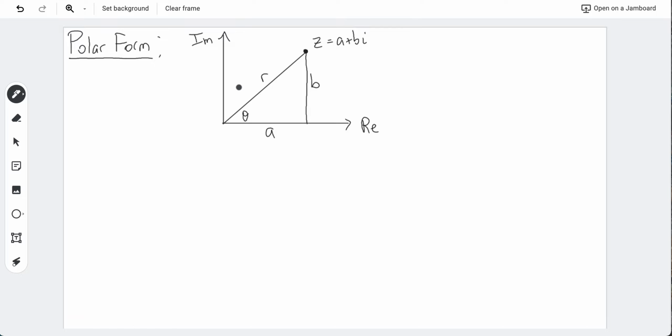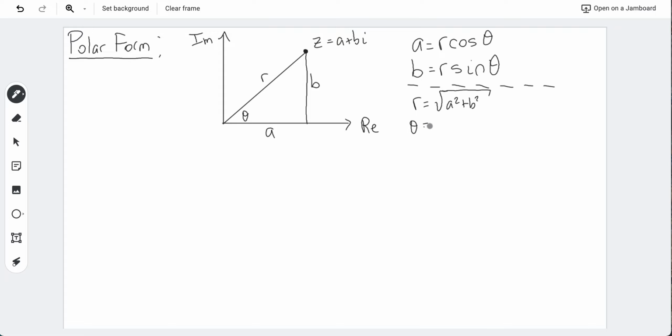And then I can say, maybe I could write this in some kind of polar form, right? I could say a is equal to r cosine theta, and b is equal to r sine theta. If I wanted to go the other way, I could do the same thing that I did in polar. I could say that r is equal to the square root of a squared plus b squared, right? You can see that geometrically, and that's also the idea of the modulus we just talked about. And then theta is the arctan of b over a.